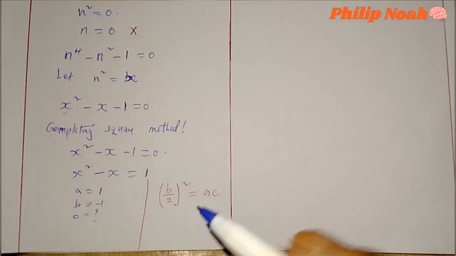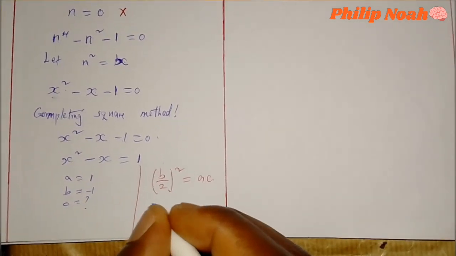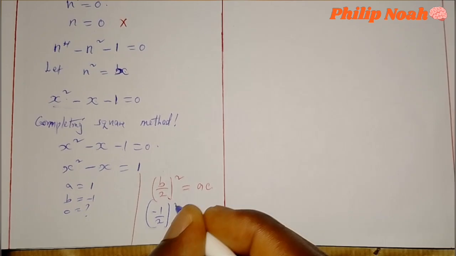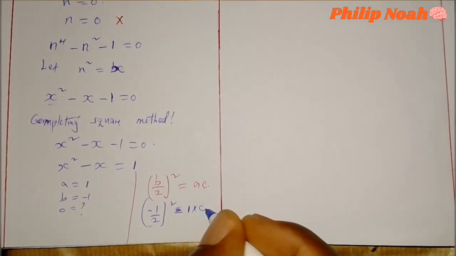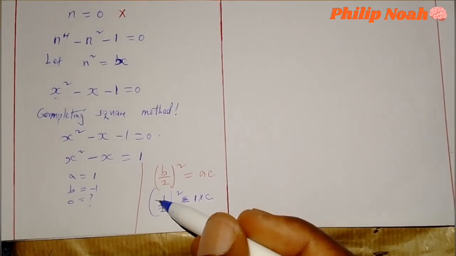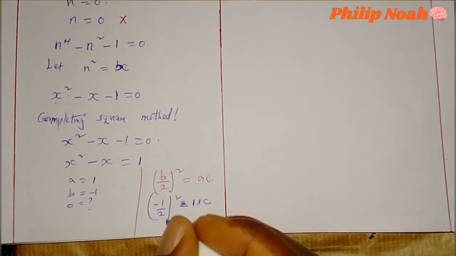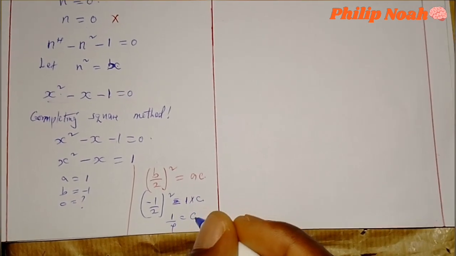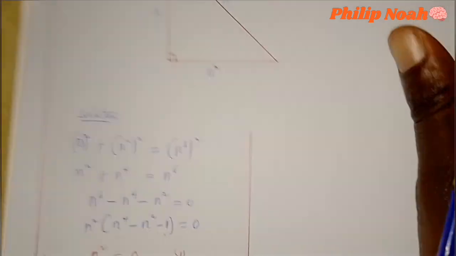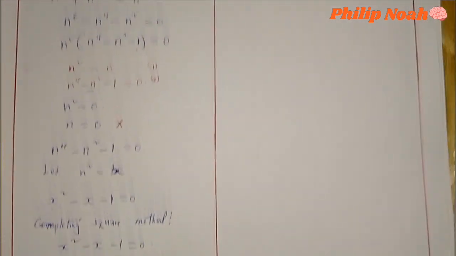So our b is negative 1, over 2, squared, is equal to 1 times c. So negative 1 squared, we get 1; 2 squared, we get 4; is equal to 1 times c, we get c. So our c is equal to 1 over 4. Hope you are getting it, genius.